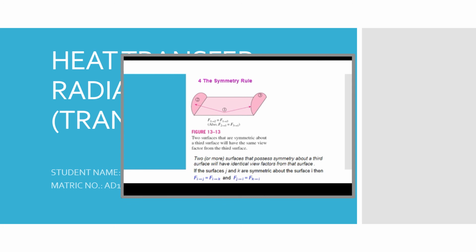Therefore, the symmetry rule can be expressed as: two or more surfaces that possess symmetry about a third surface will have identical view factors from that surface. If the surfaces J and K are symmetric about the surface I, then F I to J equals F I to K, and F J to I equals F K to I.